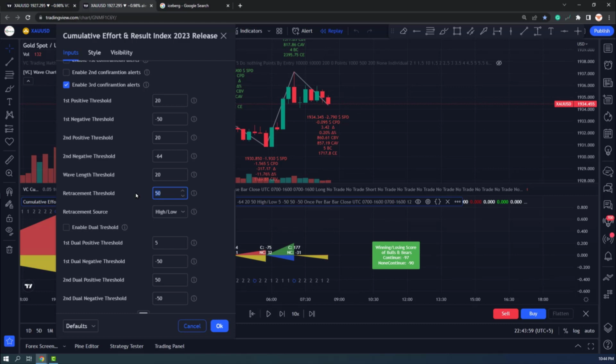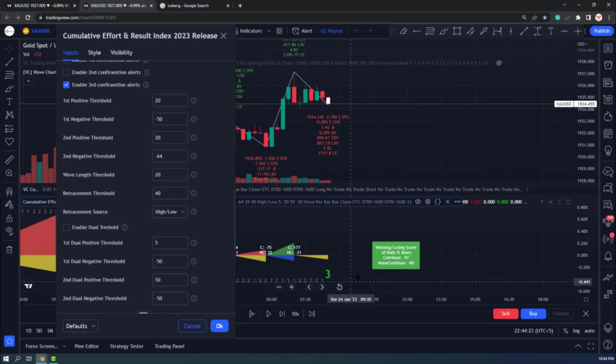Okay, for example, I put 40%. Let's see if this is 40% or not. Yes, this is almost 40%. So that's why this third confirmation is triggered. Is it clear to you?